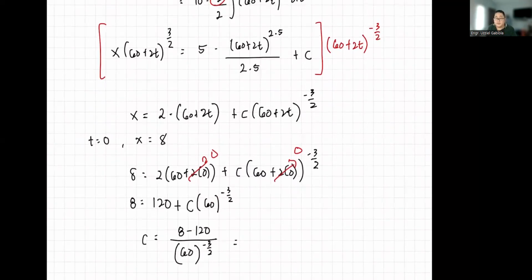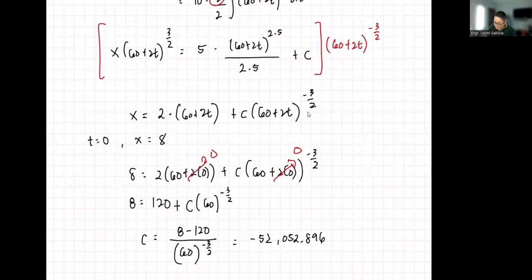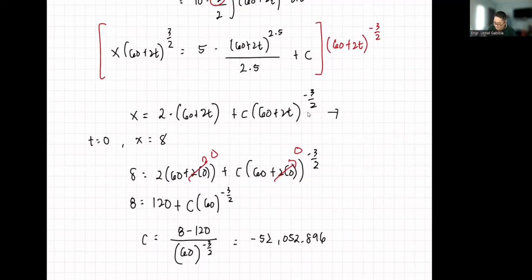Okay, 3 halves. So, ano yung nakukuha yung value? Value is negative 52,052.896. Okay? So, yan yung value ni C. So, ngayon, sa-substitute nyo lang dito sa general formula natin.